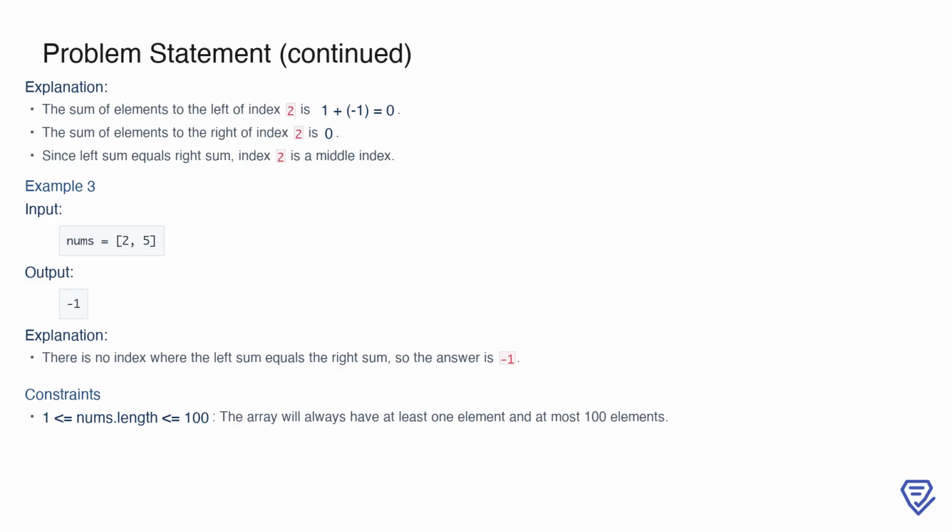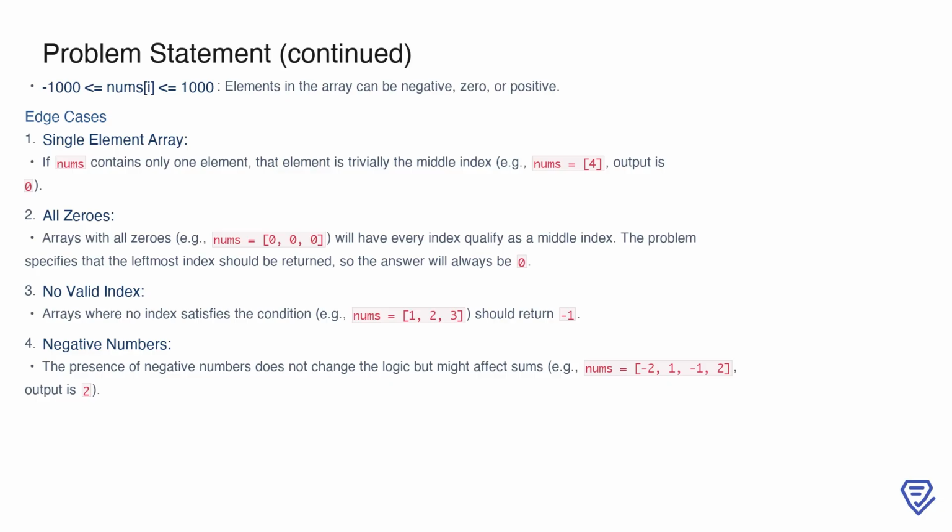These examples illustrate how the sums on both sides of an index determine whether it qualifies as a middle index. It's important to note that we should always return the leftmost index if multiple middle indices are valid. Let's now consider some edge cases. First, if the array contains only one element, that element is trivially the middle index because there are no elements on either side. For example, in nums equals 4, the output is 0.